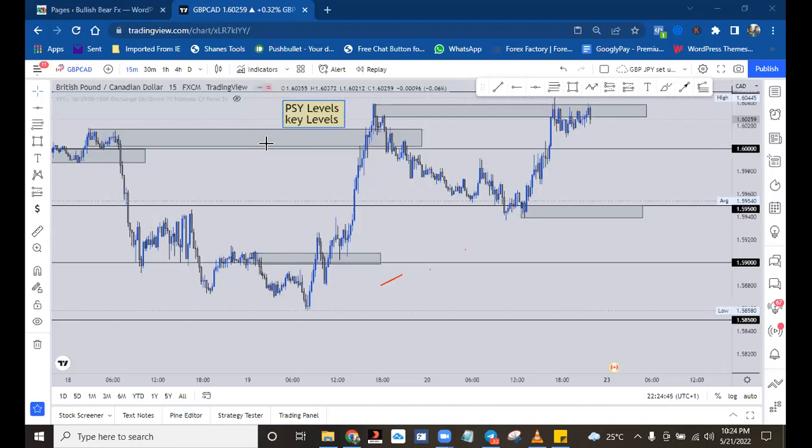Somebody asked, what time frame do you use it on? This is my 15-minute time frame. This is my entry time frame, so I use it on my entry time frame, 15 minutes.